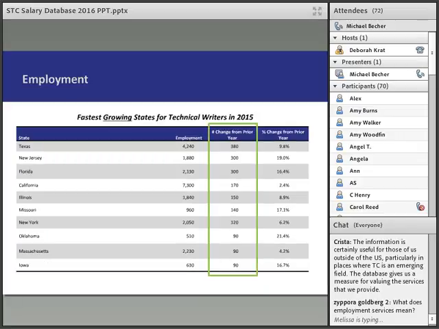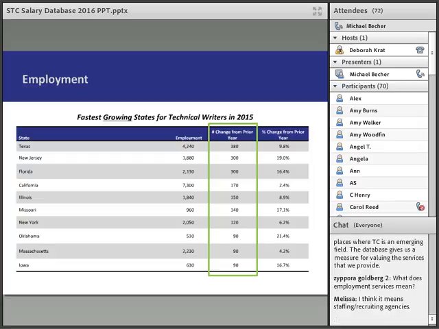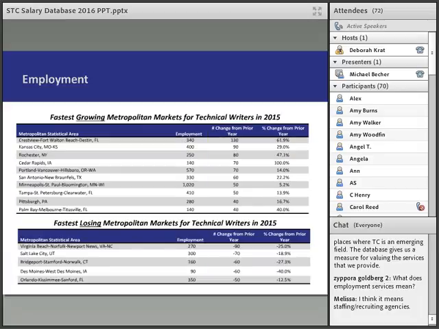Looking at the fastest growing states, Texas is growing by the highest number of technical writers of any of the states. New Jersey and Florida tied for second with 300 additional technical writers in 2015. Again, the far right column shows you the percent change versus the prior year.